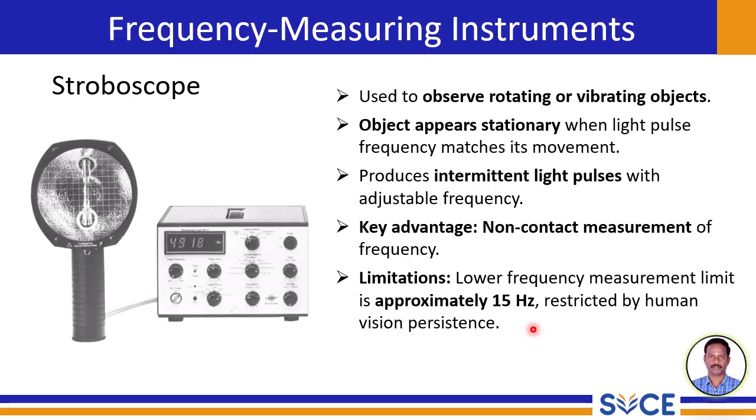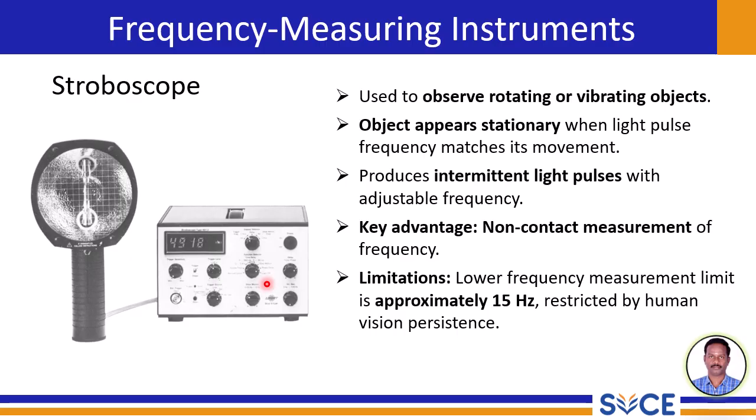To conclude, the object appears stationary when the light pulse frequency matches its movement. We are going to change the light pulse of the stroboscope using this box. This is the controlling box. Here we can change the frequency of the stroboscope light pulse. It may be lower, higher, precise, everything we can change. So we can produce intermittent light pulses by adjusting the frequencies.